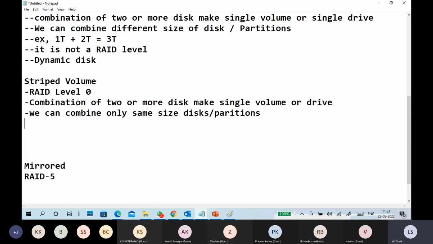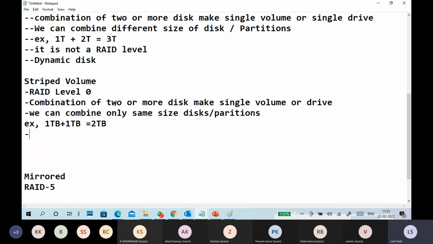An example of the same-size combination is, for example, I took a 1 terabyte and another 1 terabyte disk, not a 2 terabyte disk. Okay, so like that. Next.